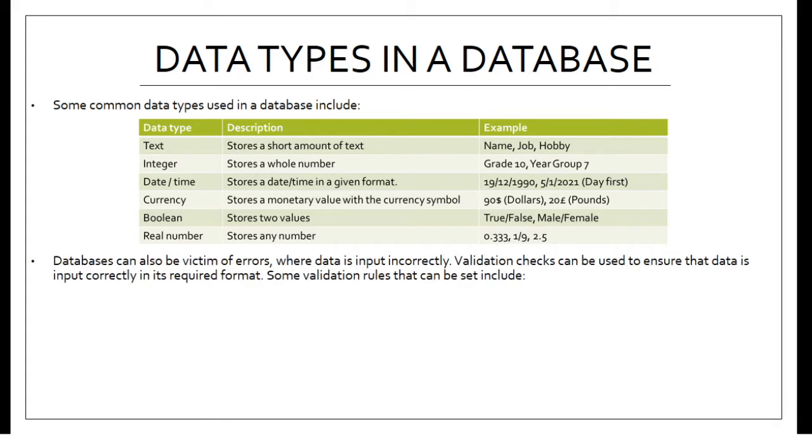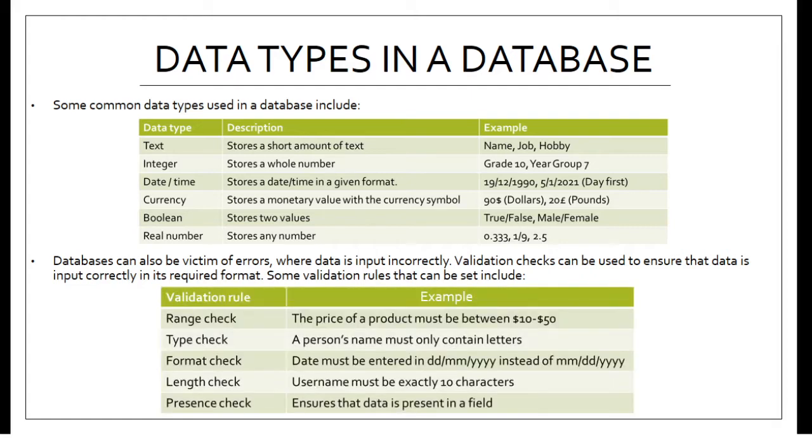Databases can also be victims of errors, where data is input incorrectly. Validation checks can be used to ensure that data is input correctly in its required format. Some validation rules that can be set include range check. For example, the price of a product must be between $10 to $50. Type check. A person's name must only contain letters. Format check. Date must be entered in date month year instead of month date year. Length check. A username must be exactly 10 characters. And a presence check. This ensures that data is present in a field.